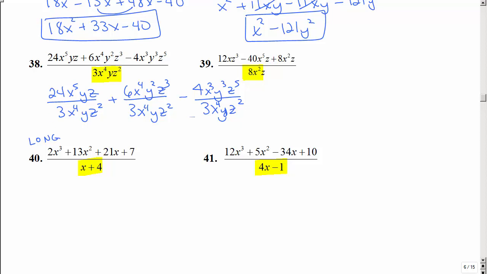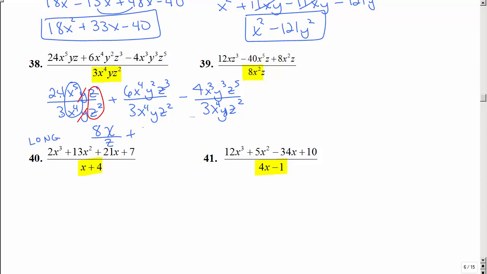Now I can reduce each part. So 3 goes into 24 8 times. That reduces to x. Y divided by y cancels out. And just like I did above, the z's, there's more z's on the bottom, so I'm going to keep the z on the bottom. 2 minus 1 is 1.